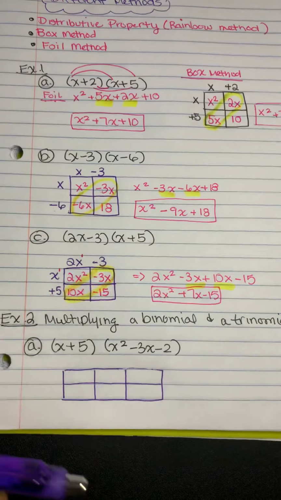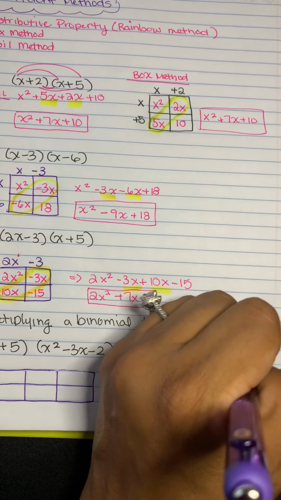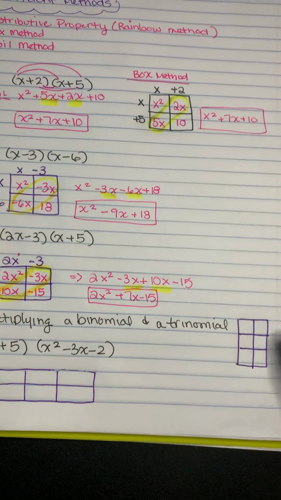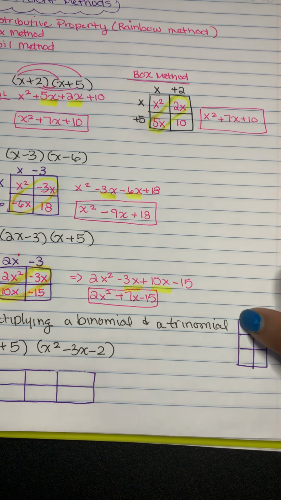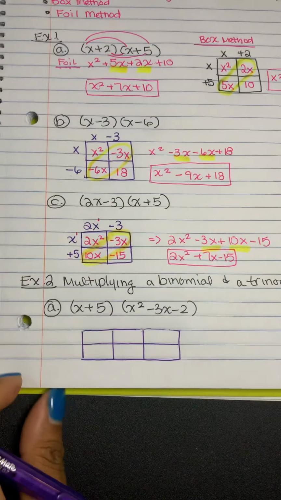you can draw another box, and it would look like this: 1, 2, 3, and this. You can put your x plus 5 at the top, and here you can put x squared minus 3x minus 2. Okay, but I'm not going to use this box. I'm going to use this one. It doesn't matter. Pick a box.